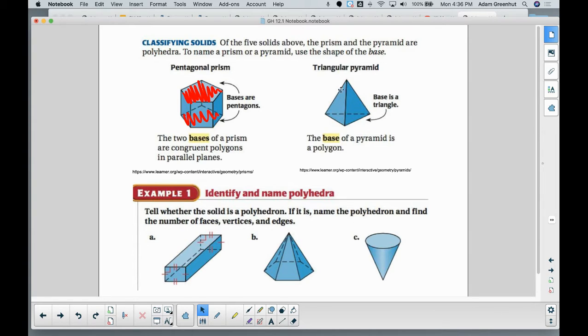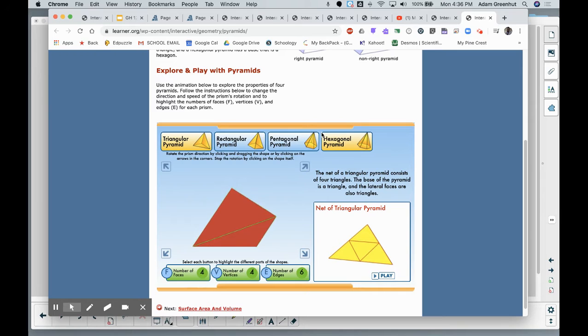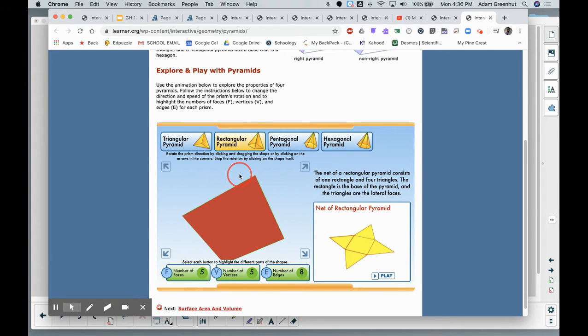And then we could say the same thing about a triangular pyramid, except a pyramid only has one base that can be any polygon. And then the lateral faces, the non-bases, those are triangles always. I have that same website here for pyramids, and I'll link you to this one as well. Here's a rectangular pyramid, a rectangular base. The lateral faces are triangles.